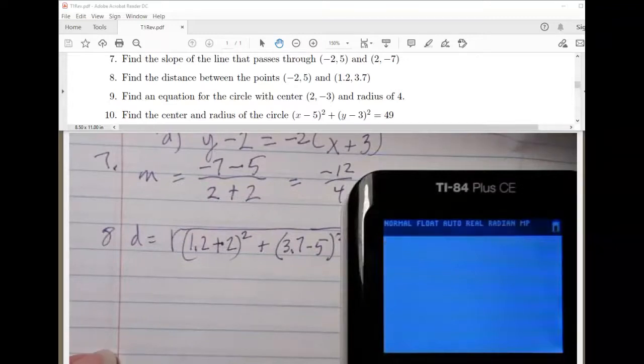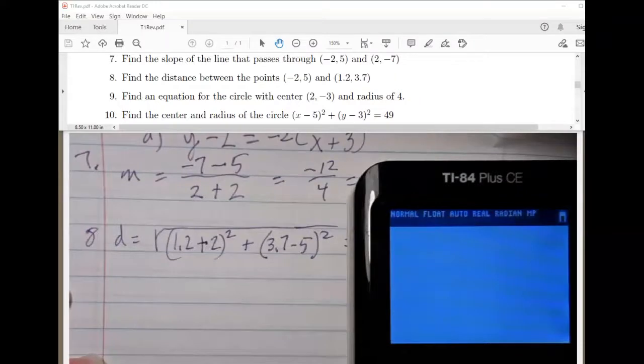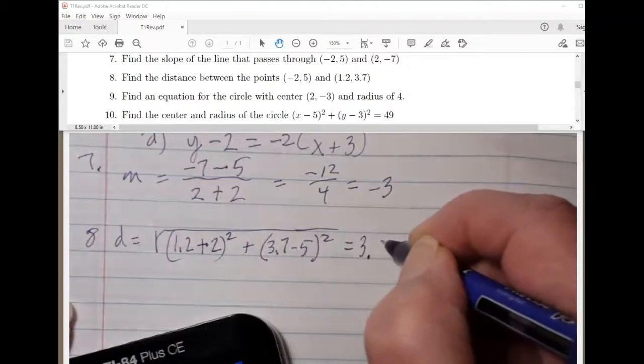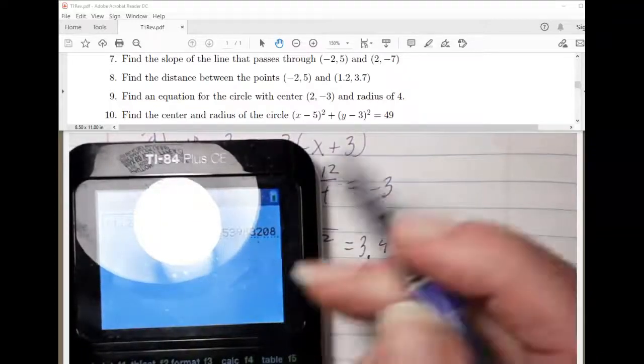You can put the thing in piecemeal, or you can actually put the whole thing straight across. So I do second square root. You could also do this in Desmos. Parentheses 1.2 plus 2, close parentheses squared, plus parentheses 3.7 minus 5, close parentheses squared, hit enter, and I need 3 decimal places if you're going to give me decimals here. So this would give me 3.454. So we go to the third decimal place, 1, 2, 3.